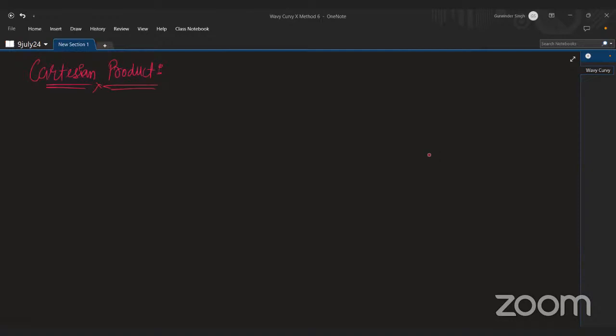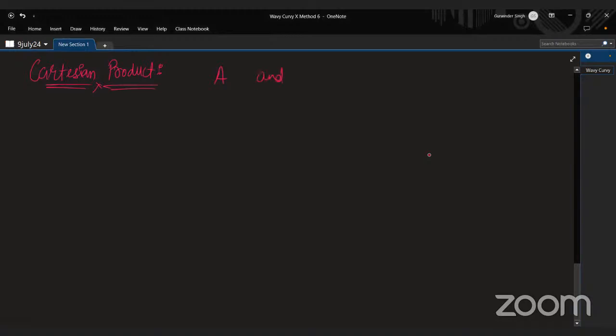Okay, thank you. So basically, what Cartesian product is: if we have a set A and another set B, it is represented as A cross B. If we have elements 1, 2 here and elements 3, 4, 5 here, then A cross B is a big set in which the elements of the first and second come in the form of ordered pairs. So this is an ordered pair, 1 and 3. We have 1, 4, and we have 1, 5.